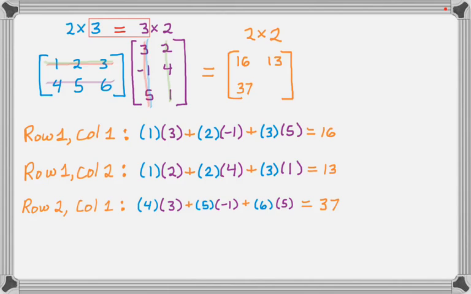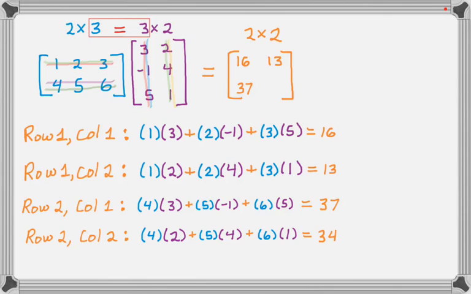And then row 2, column 2 is going to be row 2 of the left, column 2 of the right. So I'm kind of highlighting as I go. And then you just work that out. So we have second times second, and then third times third. I get 34. Put that in there. And that's the result. So it's really not that bad.